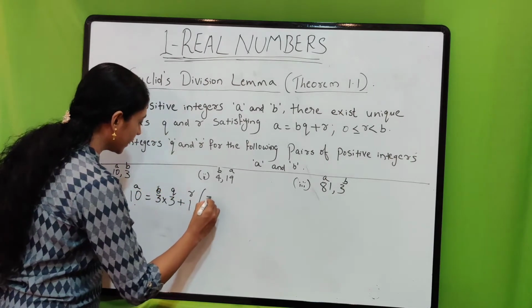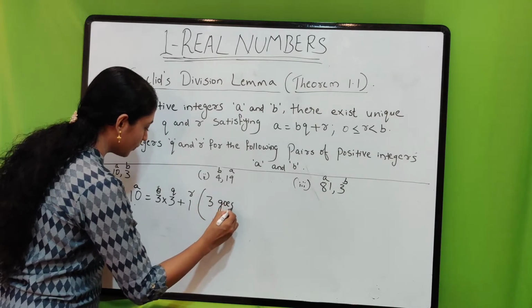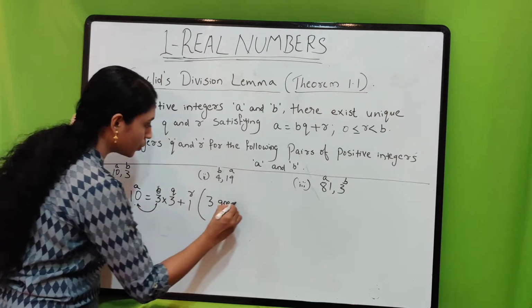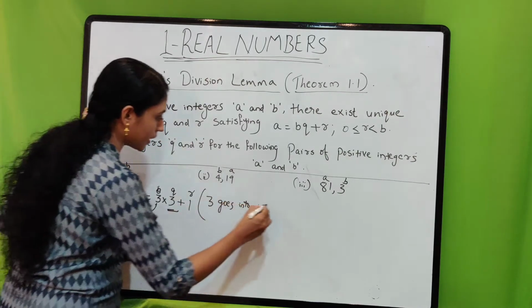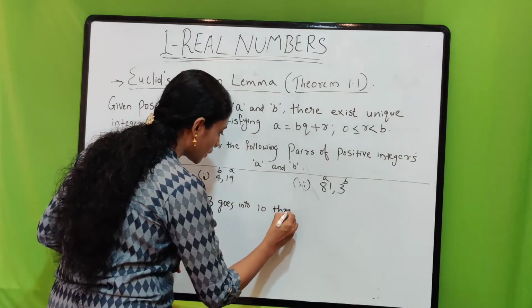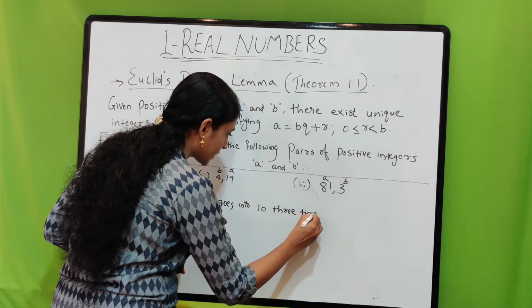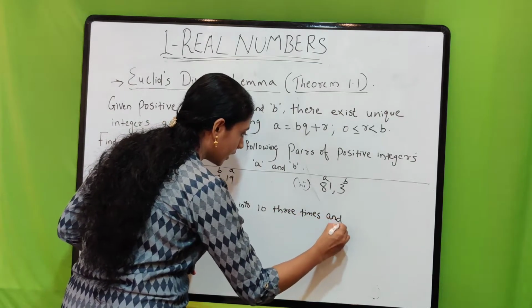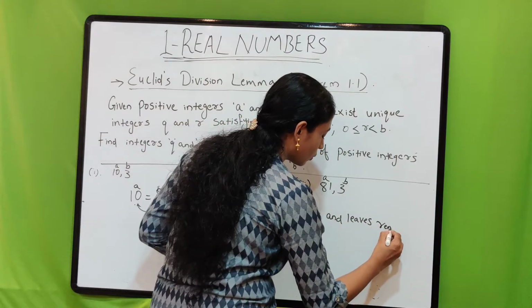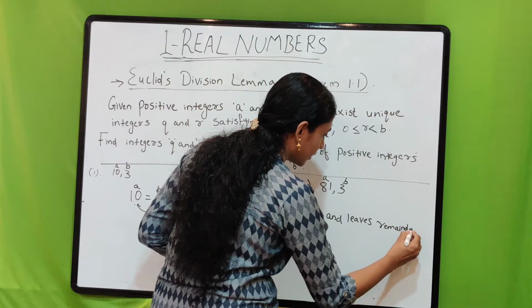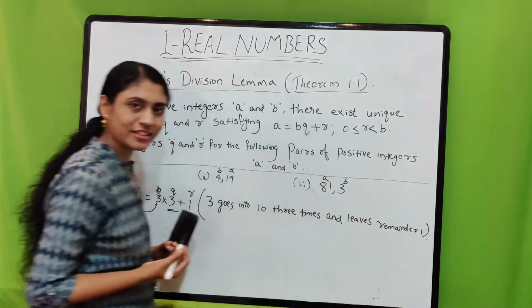That means 3 goes into 10 how many times? 3 times, right? 3 goes into 10 three times and leaves remainder 1. Understood?